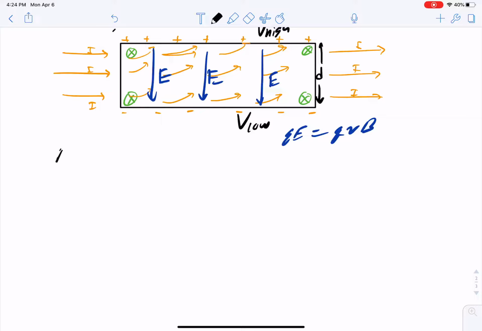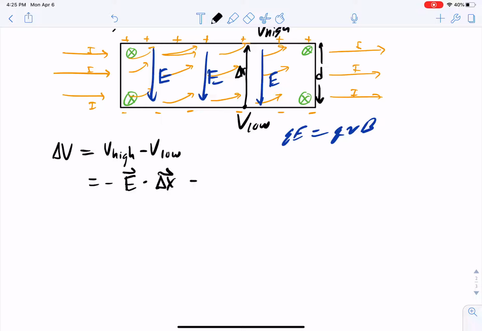So we know that potential difference from one side to the other, delta x is from initial to final. So you see that delta x and E are in opposite directions, so it kills off that minus sign, and we just get E times the distance.